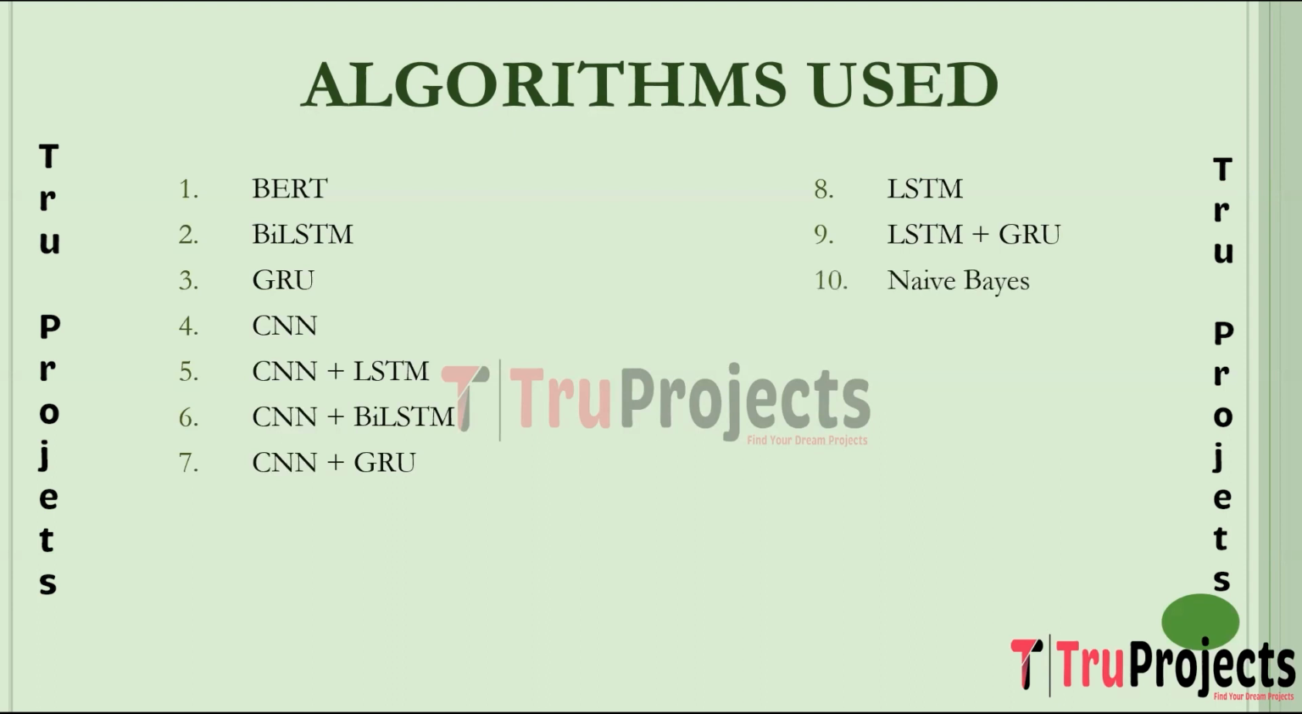Naive Bayes. It is a probabilistic classification algorithm based on Bayes' theorem, assuming independence among features. It is often used for text classification tasks. Naive Bayes is computationally efficient and suitable as a baseline model for text classification, providing simplicity and speed.